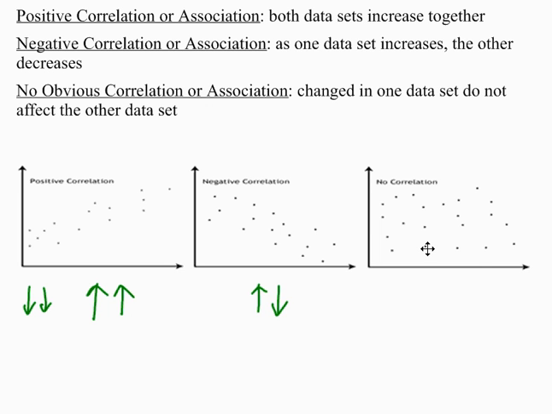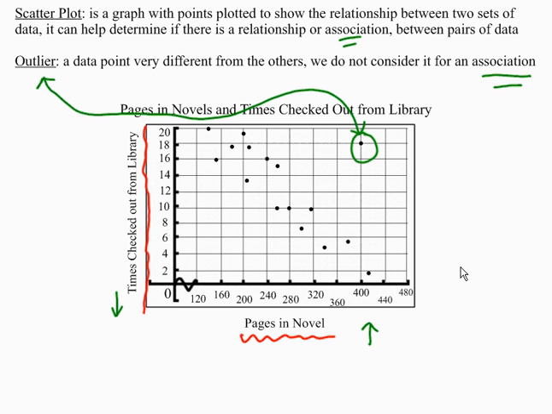Now here, we have something which is no obvious correlation. In other words, one data set doesn't really affect the other data set, so we really can't see any type of relationship whatsoever. So if we go back and take a look at what we were just talking about, pages of novel and times checked out from the library, because one goes up and the other goes down, they're opposite of each other, we see that there's a negative relationship between the pages in a novel and the times a book is checked out from the library.